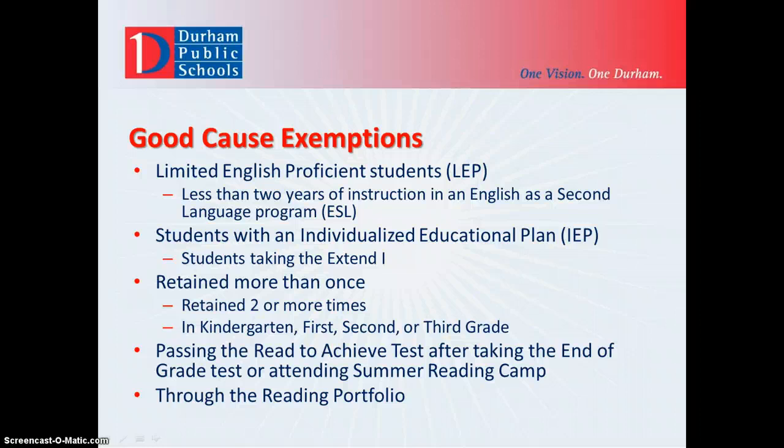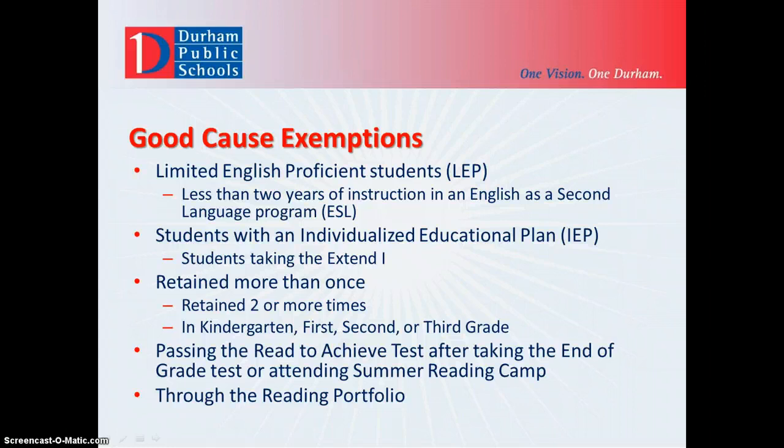As for good cause exemptions, there are 5 ways your child could be exempt from the required retention process at the end of third grade. Please remember, good cause exemptions only come into play if your child does not pass the end of grade test in reading at the end of third grade. The math assessment at the end of third grade has no impact on the Read to Achieve law.